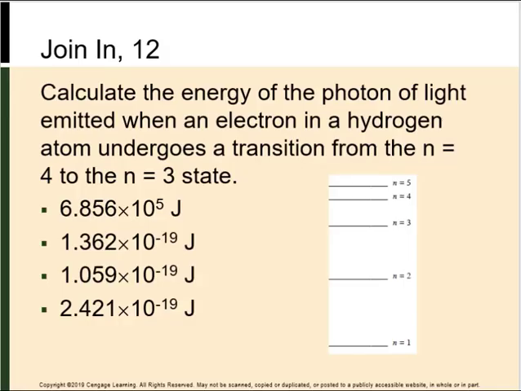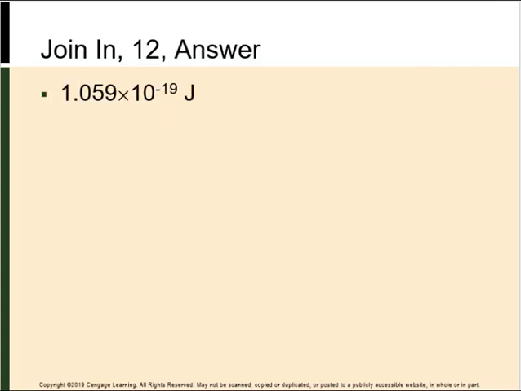But first, let's do one more practice problem. Calculate the energy of the photon of light emitted when an electron in a hydrogen atom undergoes a transition from n=4 to n=3. So just this, what will we see, what energy? So pause it, do your calculation, and we will check our answer. And hopefully you got this one.